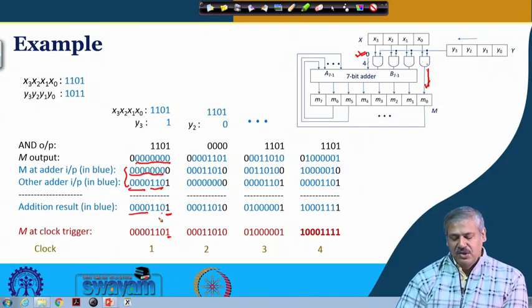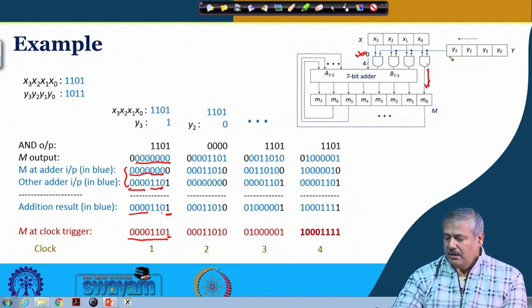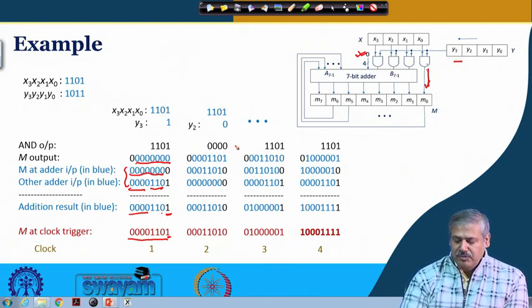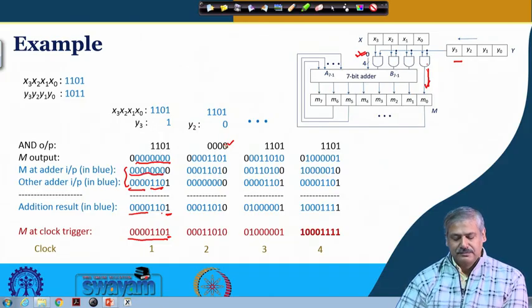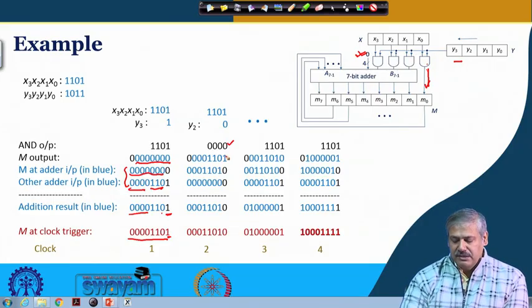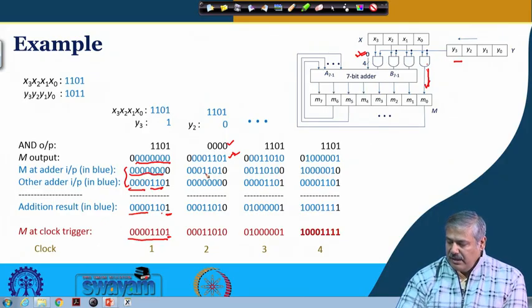Right. So now this is the value of M. It is getting shifted at the negative edge. So what is the output of the AND gate? All 0, right. M's output is now here, whatever the output is in the next clock cycle. And which part of that is going as adder input? M0 to M6, right.